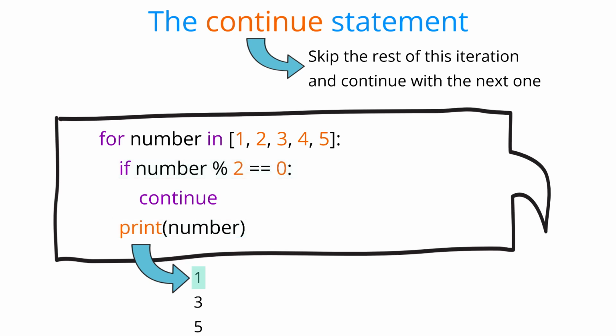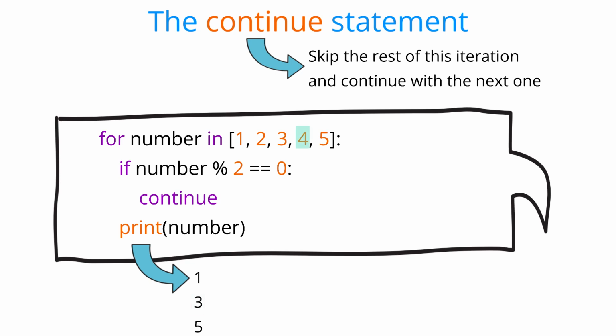Then in the next iteration, number is 2, which is an even number, so we enter the body of the if statement, where continue is executed. This tells Python to skip the rest of the code found after the continue statement and simply move on to the next iteration. The next number in the list is 3, which is odd. This means the continue statement doesn't execute, and we simply print the number.